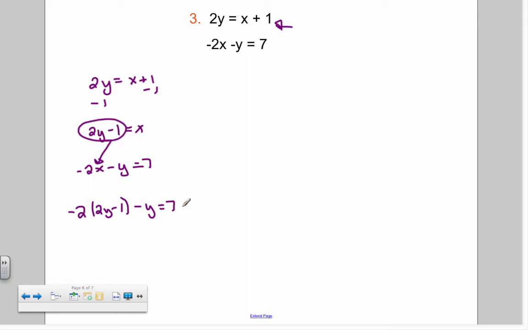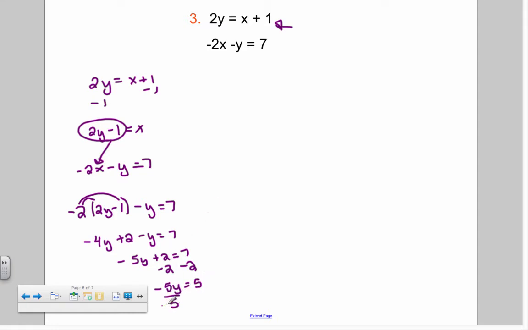Now that I've done my substitution, I'm going to double check to make sure that I only have one variable left over, and I do, it's just y. So I'm going to go ahead and solve for y. I'm going to distribute the 2 in. I'll get negative 4y plus 2 minus y equals 7. And then combine my like terms, I'll have negative 5y plus 2 equals 7. Subtract 2 from each side. Negative 5y equals 5.